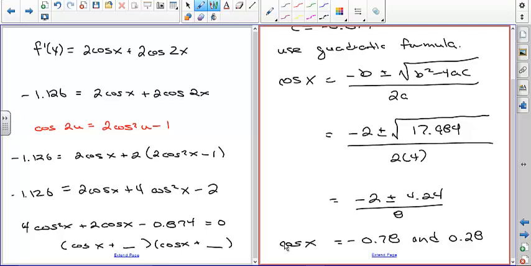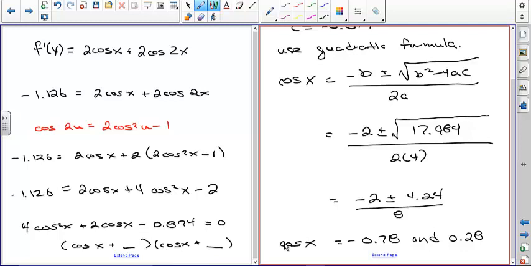Okay, so that's what I got. The two solutions are the cosine of x equals negative 0.78 or the cosine of x equals 0.28. Obviously, these are not 1/2 or the square root of 2 over 2 or the square root of 3 over 2. So that's when we have to use the reference angle method to figure out what the solutions are.